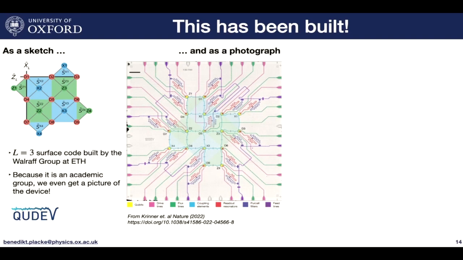This is a fantastic experiment done very recently. We are jumping ahead a long time, from 1994 to 2022, where the ETH group of Andreas Wallraff, the Quantum Devices Lab that I mentioned before, actually built a 3x3 version of this. This is a sketch, and this is actually a picture of the circuit. Because it's an academic group, we actually get a picture in a publication. It's fantastic, so I can show you this.